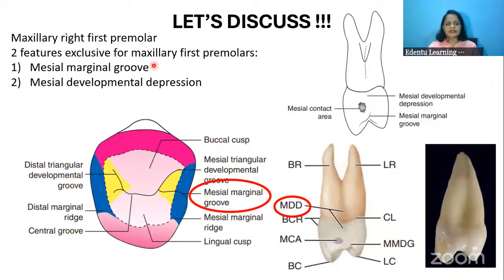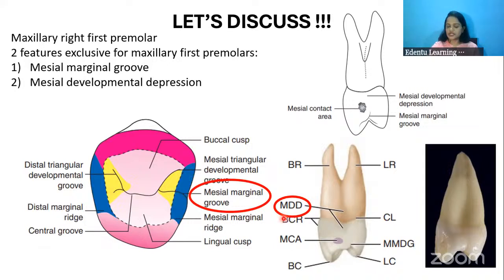What is shown in the image is the maxillary right first premolar, and there are two features that are exclusively there only for maxillary first premolars. The first one, as I had already mentioned, is the mesial marginal groove. You can see this is the central groove, and there will be an extension of the central groove to the mesial marginal ridge that is called the mesial marginal developmental groove.